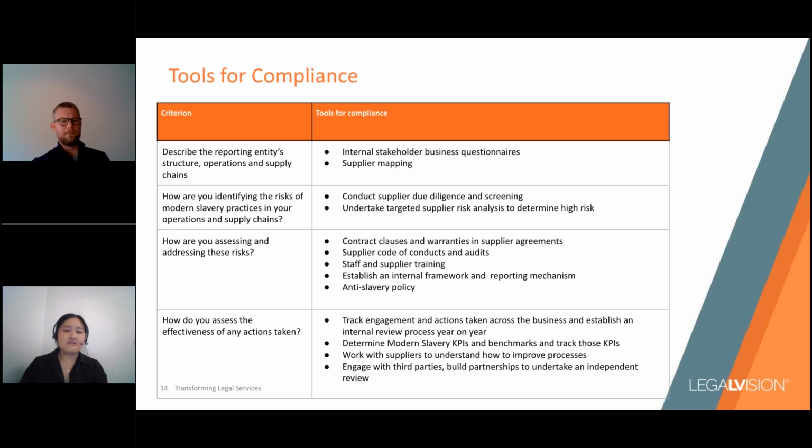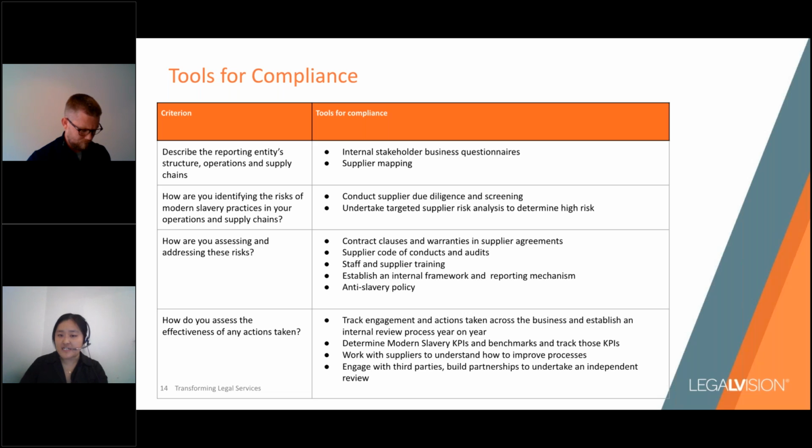And then really ultimately is to look to establish an internal framework. So look to having internal reporting mechanisms and things like anti-slavery policies such that, again, the business is informed, people are trained, and there's clear responsibility and clear reporting lines to address those non-slavery risks that have been identified.